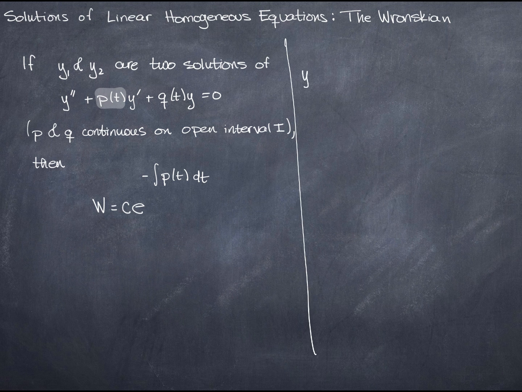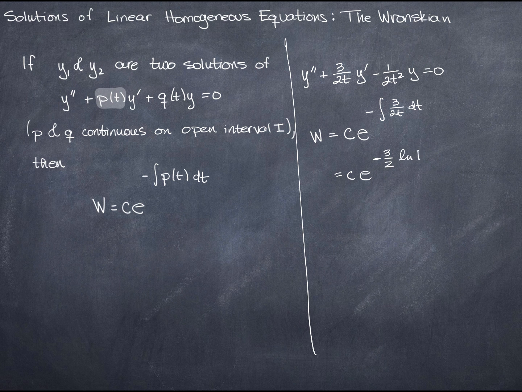For example, if you have the differential equation y double prime plus 3 over 2t y prime minus 1 over 2t squared y equals 0, then the Wronskian is simply c times e to the power of negative the integral of 3 over 2t dt, which is c e to the power of, pull the 3 halves out, and then I'm going to be integrating 1 over t. Well, that's the natural log of t, plus c.